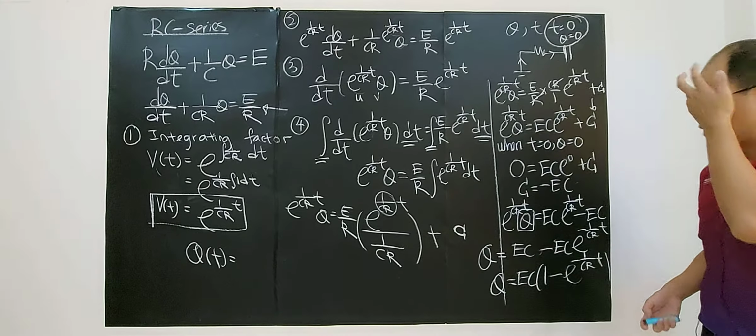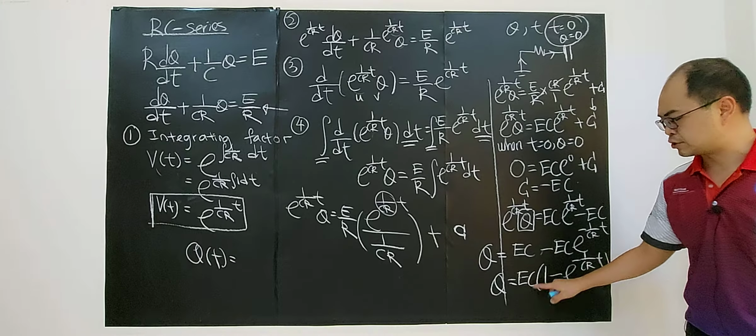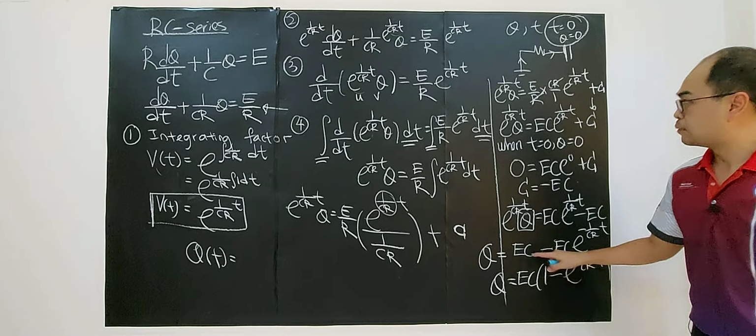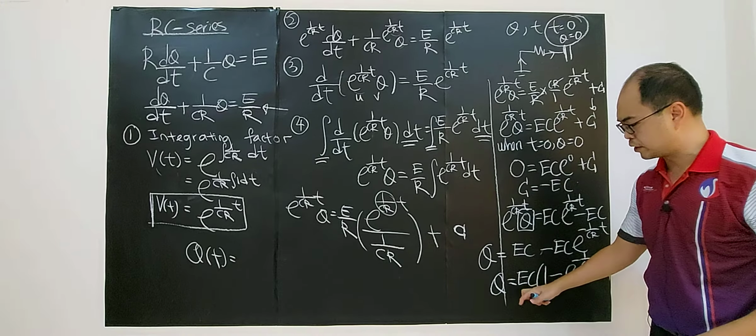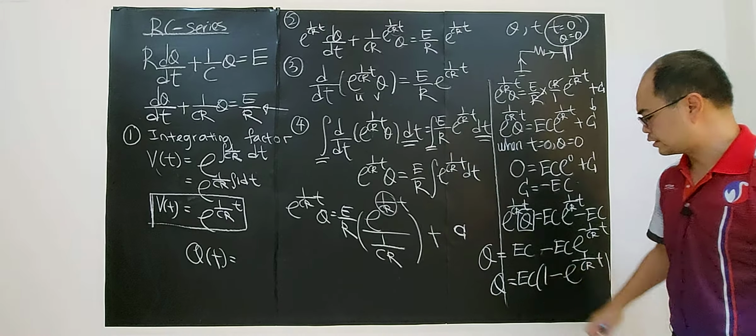So usually in physics we say this is the full charge. Full charge means that after the circuit has fully charged, the capacitor has fully charged, this will be your charge, right? EC. Alright.